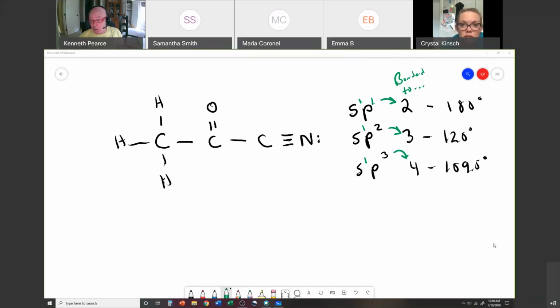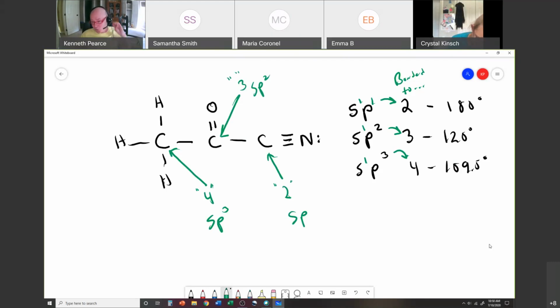Okay? Now, to get that bonding, you have to have the hybridization. Okay? So what does that mean? That means this carbon right here has 4 things bonded. That makes it what? SP3. This carbon right here has 3 things bonded. What does that make that? SP2. This carbon right here has 2 things bonded. What does that make that? SP. Life is great. It doesn't get no simpler than this.